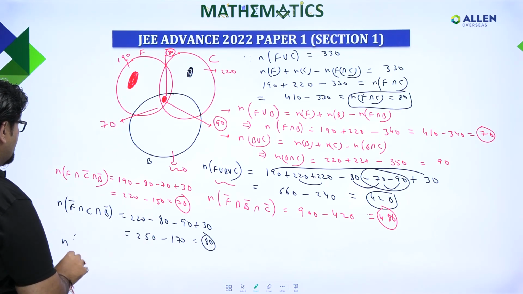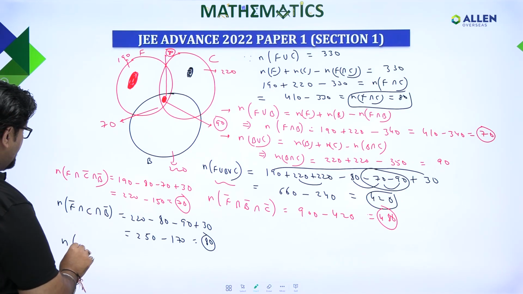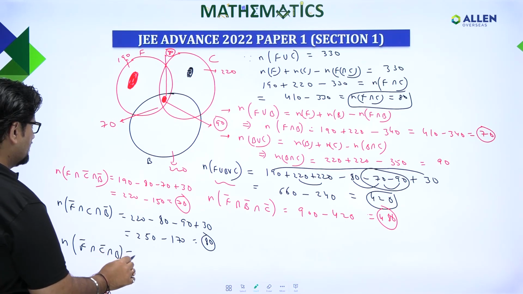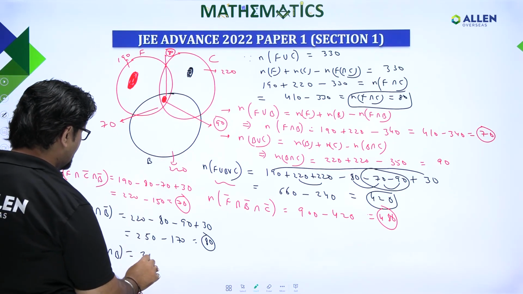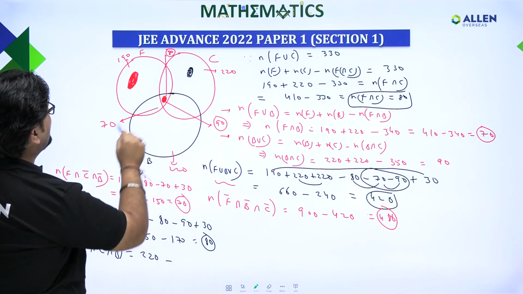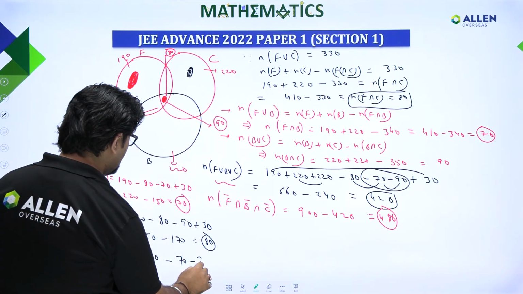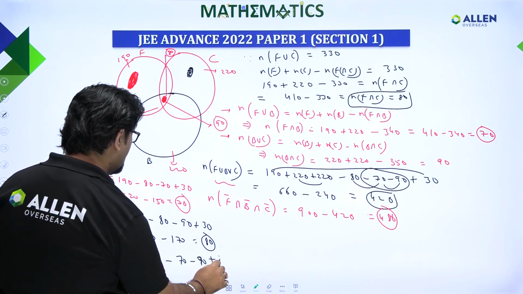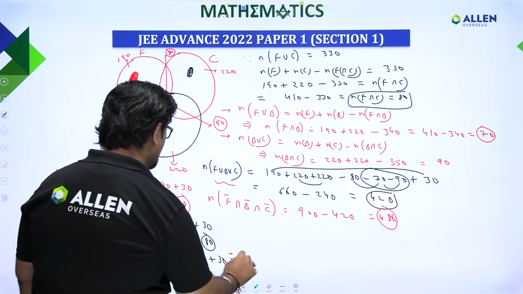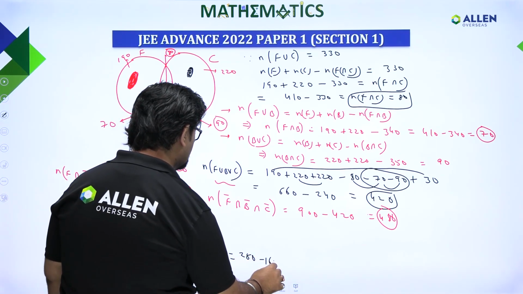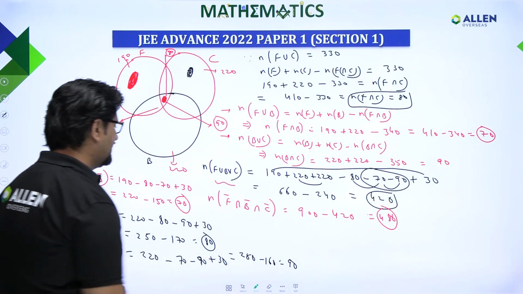Now we will be calculating the value for those who are suffering from B, meaning breathing problem. So F bar intersection C bar intersection B. Out of this B circle 220, subtract the common of B and F first of all, which is 70, subtract the common of B and C, which is 90, and add 30, my dear, at the end. So we will be getting 250 minus 160. The value we are getting here is 90, my dear.